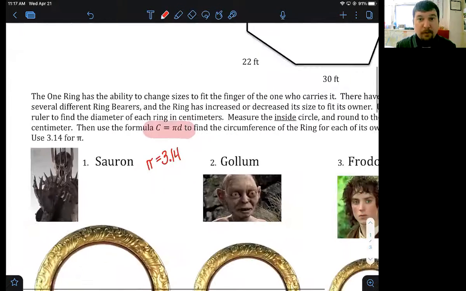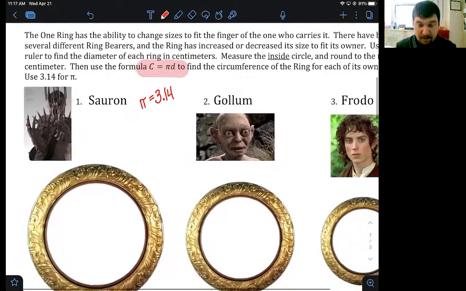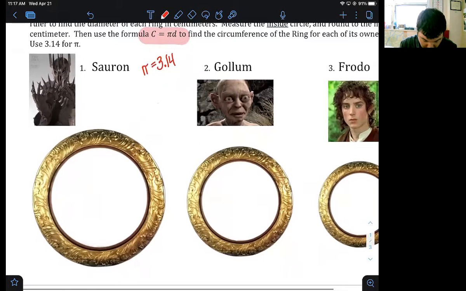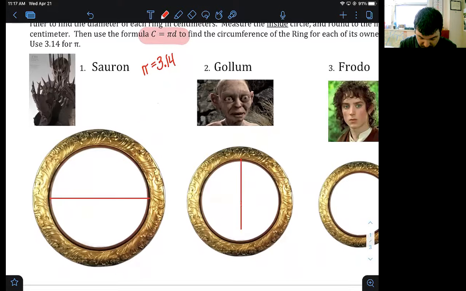So you have a ruler that you can use to measure the diameter. So you could go this direction here, or you could go this direction here, as long as you're going through the center of the circle. Start from the inner circle. Don't start from the outer part of the circle. So just from the inner part of the circle, like the red lines that I've drawn.